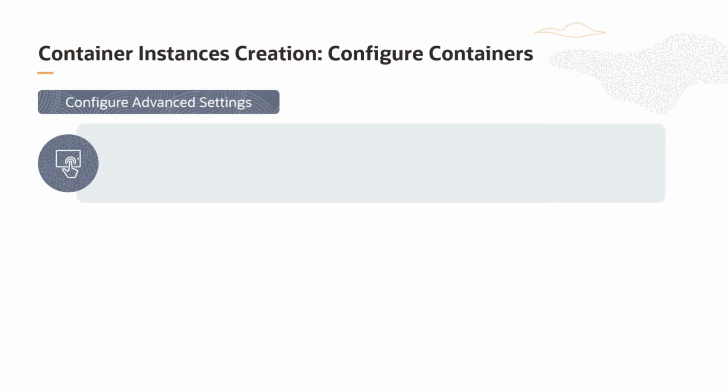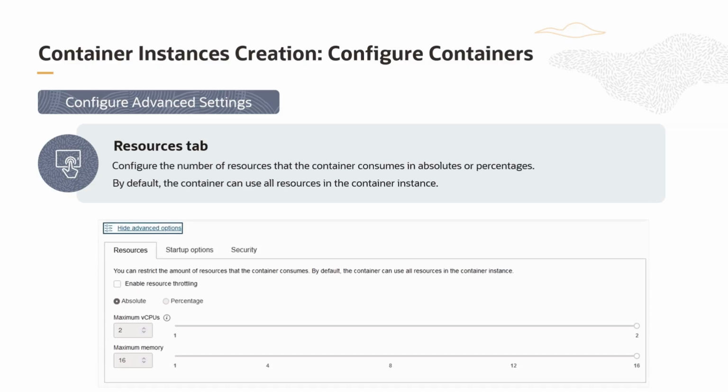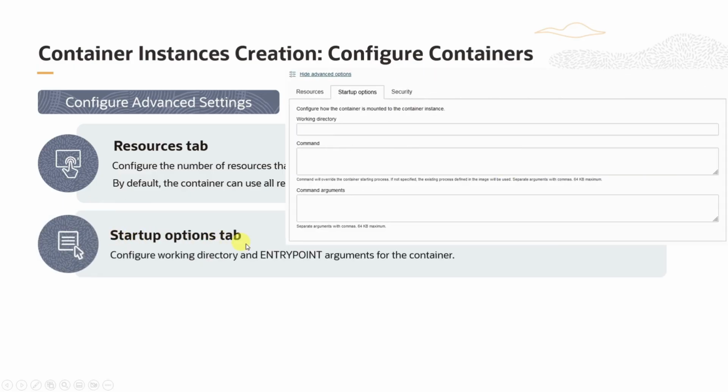On the Resource tab, you have the option to fine-tune the amount of resources allocated to the containers. You can specify resource limits in absolute values or percentages, providing flexibility in resource management. Remember, by default, the container can utilize all available resources in the container instance. If you want to restrict the amount of resources that the containers consume, be it your vCPUs or memory, you must choose the Enable Resource Throttling option and then provide an absolute or percentage value to split resources amongst the containers. Moving on to the Startup Options tab.